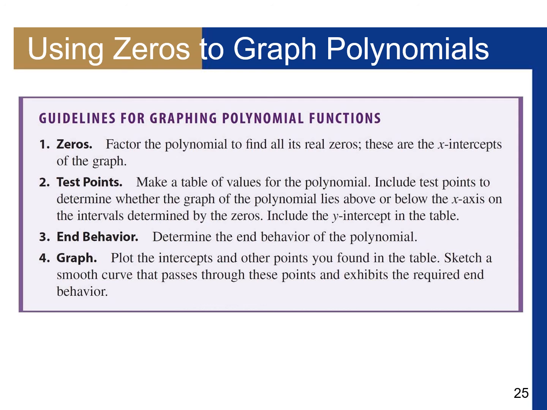y-intercept. We'll look at the end behavior of the polynomials based on the information that we looked at a couple slides ago for odd exponents, even exponents, and whether or not the leading coefficient is positive or negative. And then when we graph, we'll plot the intercepts and the other points we found in a table and sketch a curve that hopefully is close to exhibiting the behaviors.